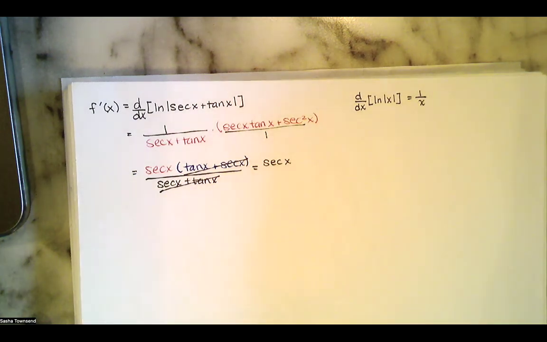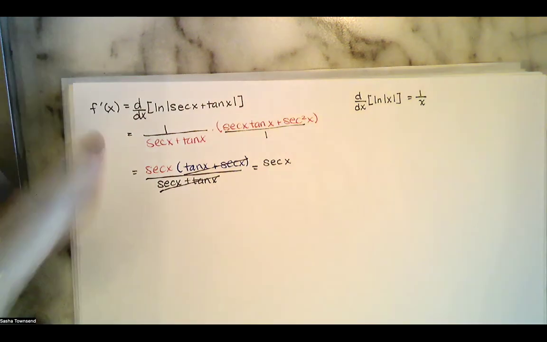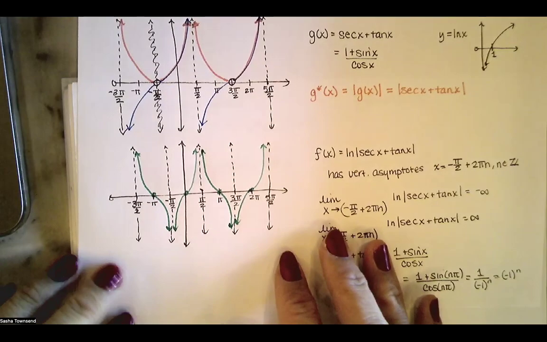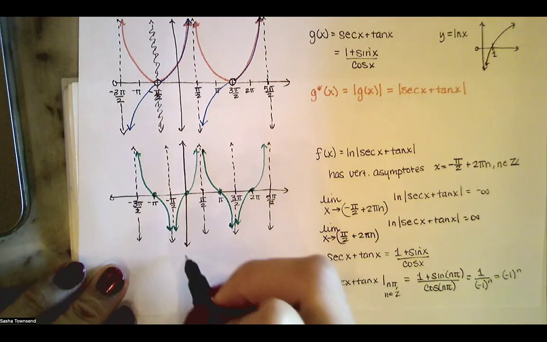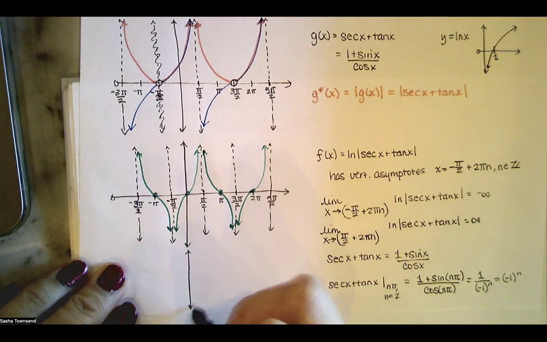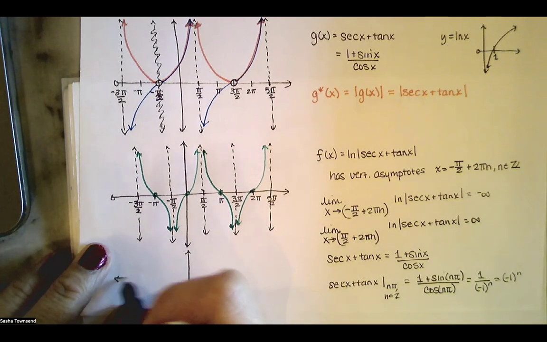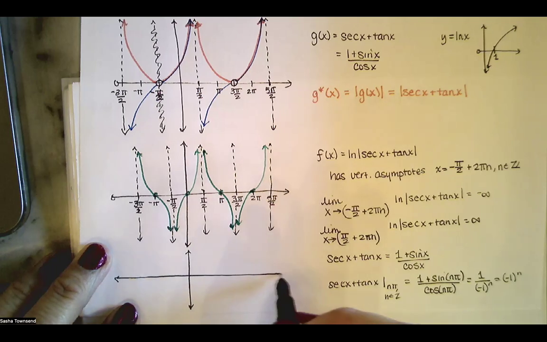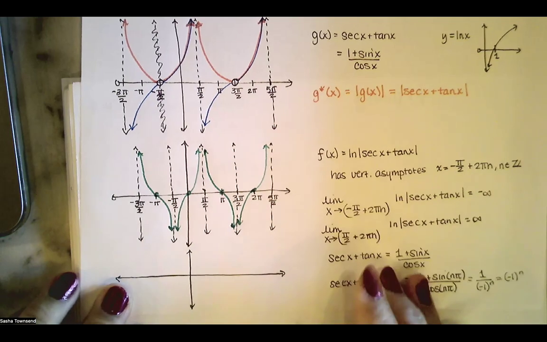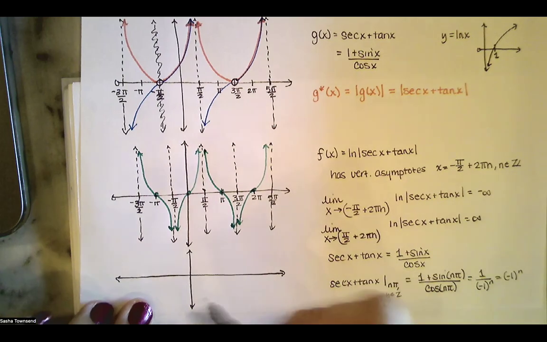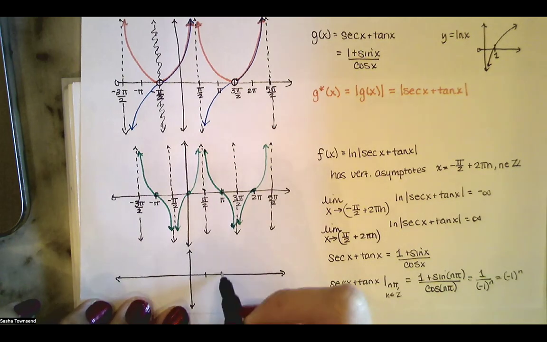So, okay, well, if the derivative of this function is secant of x, what does that look like? Well, I don't actually know what secant of x looks like off the top of my head, but I know what cosine looks like. And with a cosine graph, I can use that to infer what the secant graph looks like. So cosine repeats itself.